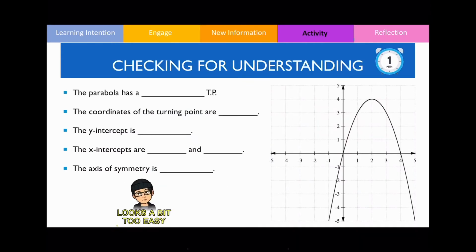Now that we've gone through an example, have a go with answering this question. Give yourself 1 minute and we'll compare our answers together. If you guys have done this correctly, for this particular graph over here, you're going to have a maximum turning point because that's the highest value.